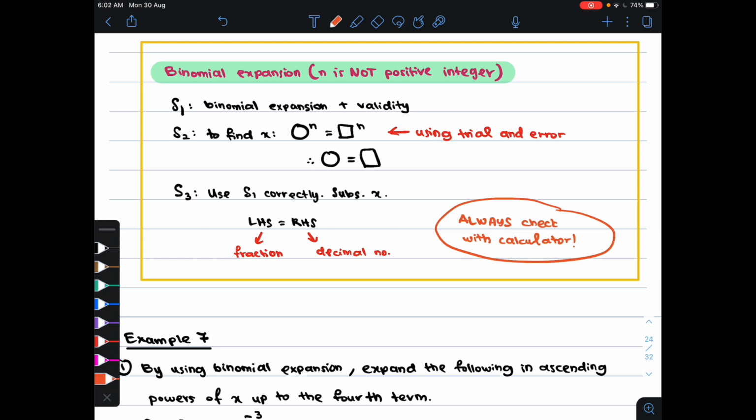And always check with calculator. So, bila kamu dapat jawapan kat situ, kamu kena tengok balik pada soalan. Pastikan jawapan kamu yang last tu sepatutnya sama dengan jawapan untuk soalan. Gunakan calculator.